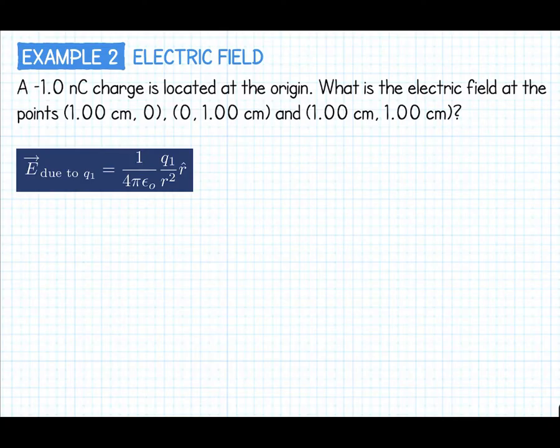So we're just calculating the electric field. It's sort of this Coulomb's law, and we have a charge located at the origin. We're just calculating the electric field at 2 points. The nice thing about electric field versus electric force is we only have to deal with one charge, and then we're just dealing with the location of that point in space relative to that charge. That's where our R comes in. So to start out with, we'll just draw this out.